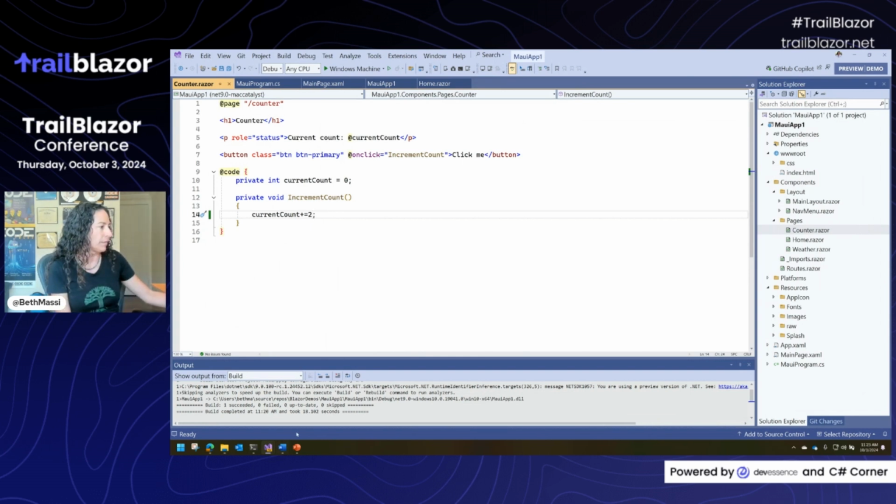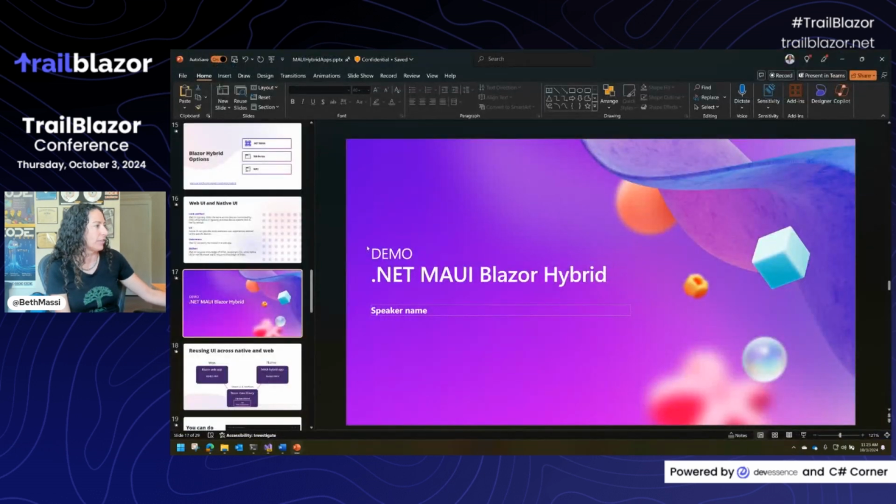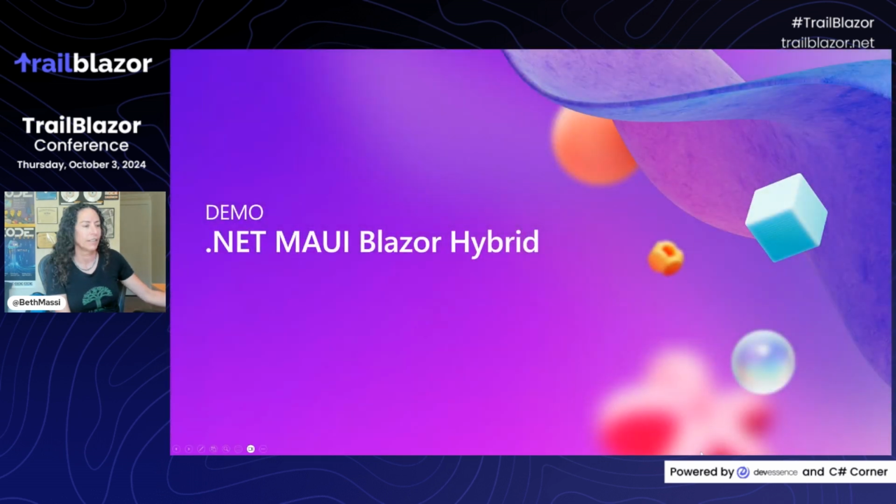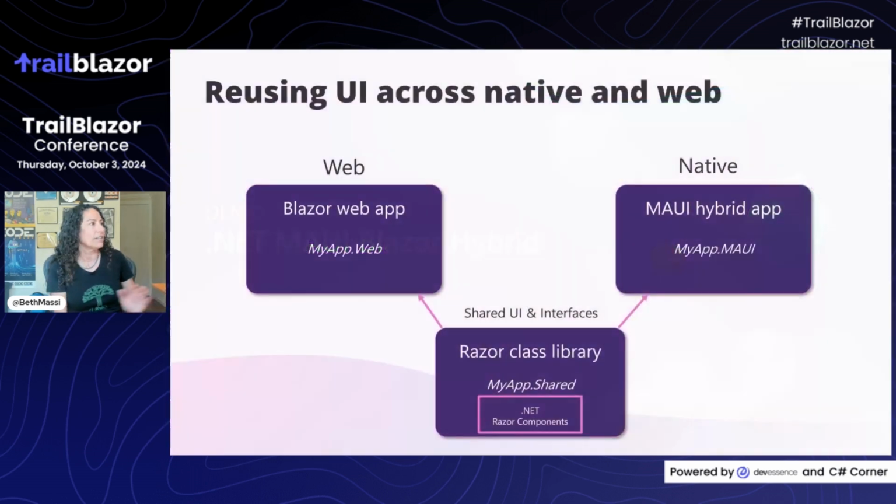Let me walk back over to the slides, and let's talk about some more advanced scenarios here. Okay, now you kind of see the structure of what a hybrid app looks like. What if we want to reuse the UI that we saw in there across our web app and our native app?